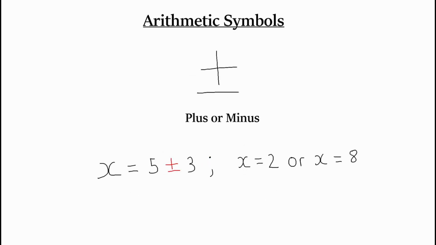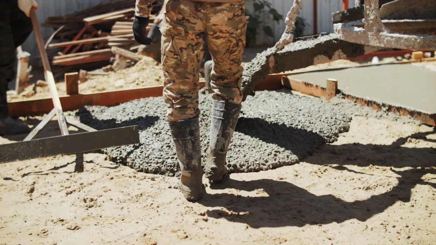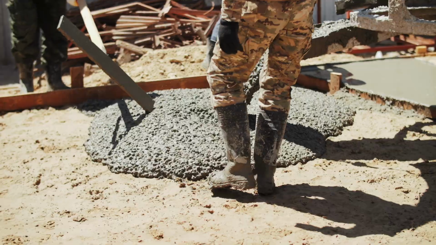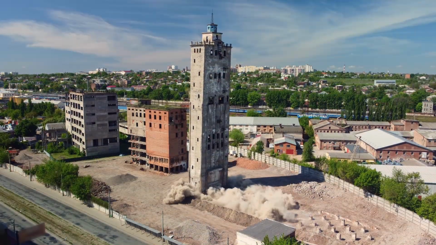Now let's look at the plus or minus symbol. This symbol means the equation is true whether you add or subtract. For example, x equals 5 plus or minus 3. This means the equation is true whether x is equal to 2 or x is equal to 8. Consider these the foundation of math. If you don't know and apply them, your math skills will be very shaky.